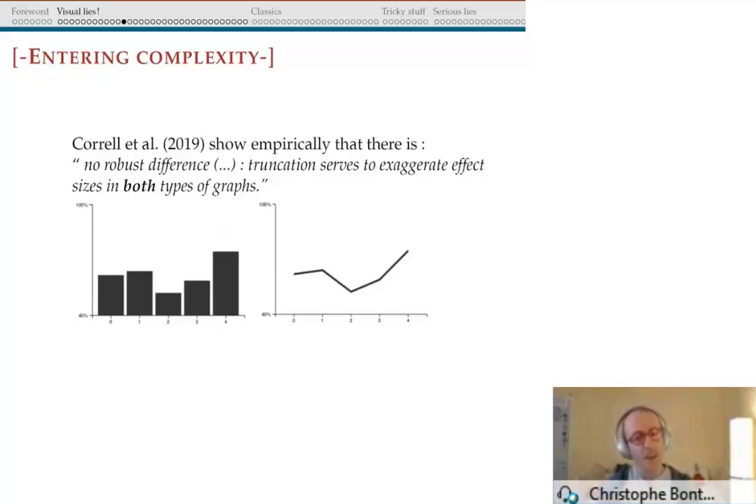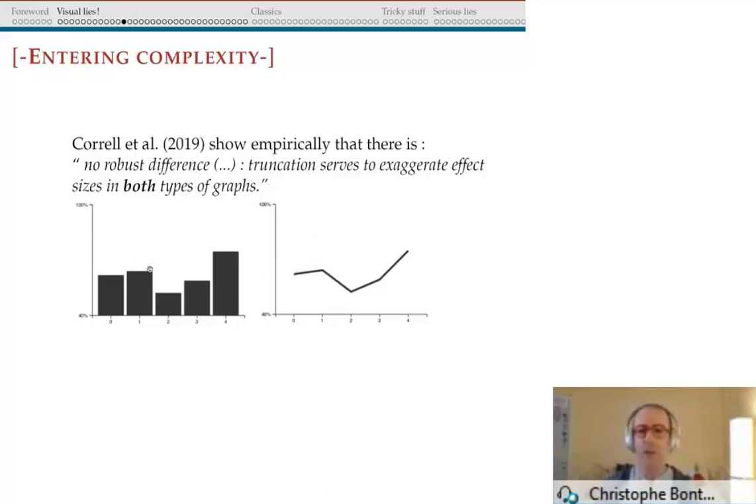With lines, we may use lines in a very different way. But what is interesting in this paper is that they say that there is no robust difference between these two graphics in terms of perception. Both types of graphics exaggerate the effect, whatever the type of graphic you see. So people have the impression here that this is much lower than this, and in the graphic, they have exactly the same impression.